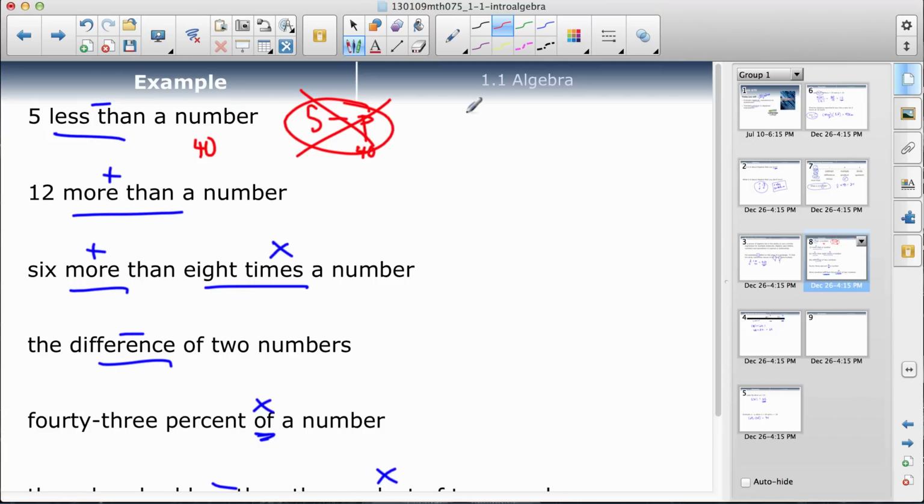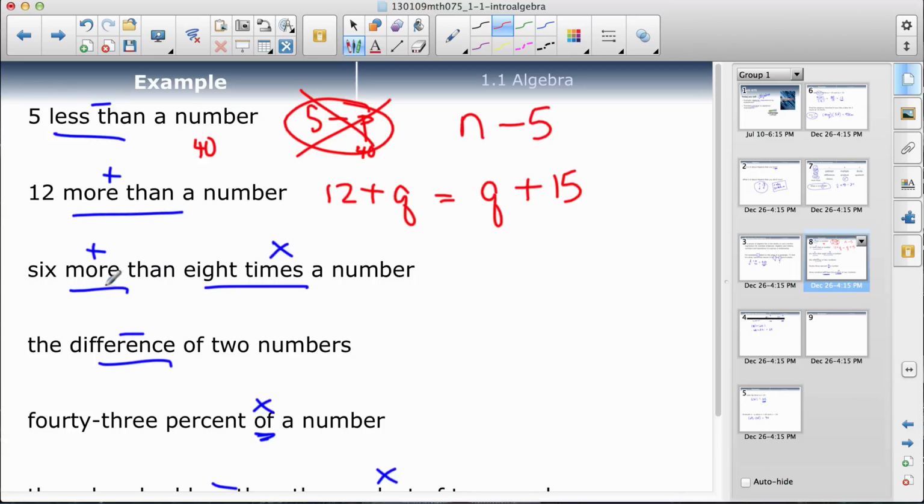5 less than a number. If I have a number and I subtract 5 from it, that's going to be a better expression of this worded phrase. I could use p, the letter doesn't matter. 12 more than a number. 12 more than would be add. A number, let's use q. Would that be the same as if I rewrote those backwards the other way? It would be the same. I think that's called the commutative property, but the order of those doesn't matter.